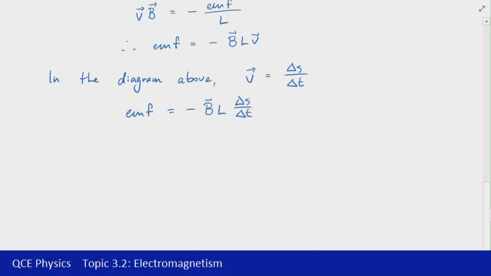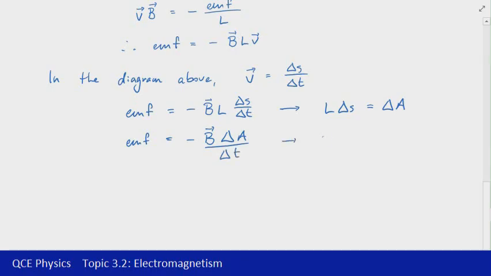And we're going to use a few more algebraic steps here. The first being if we consider the product of L and delta S, so we've got a length multiplied by a change in distance, so two distances being multiplied together, what we effectively have there is a change in area. We're really now looking at how the area changes rather than just considering the velocity itself. So substituting that into the equation, we end up with EMF is equal to negative B delta A on delta T.